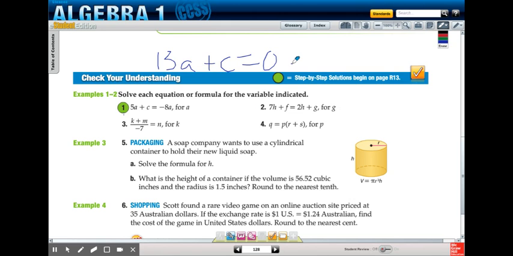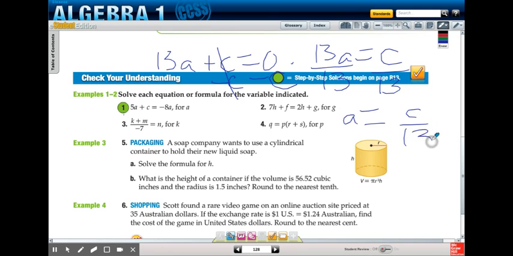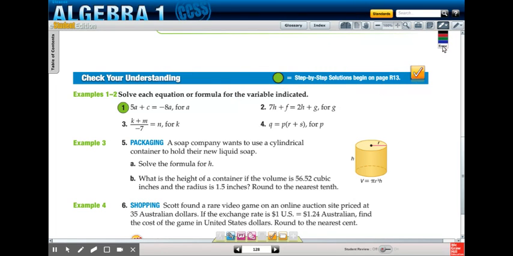Then I need to move the c to the other side, minus c. So I have 13a equals negative c, and then I have to get rid of the 13, so divide by 13. My final answer should be a equals c over 13. Yep, you know what? I made a mistake, didn't I? This should be negative c over 13. Good thing I have the answers in front of me, or I would get them all wrong. Just kidding. I probably wouldn't get them all wrong, just most of them.